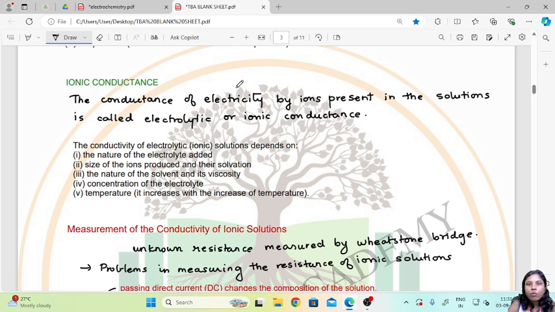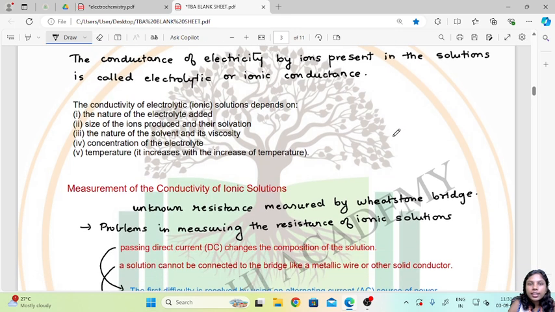Now to the same water, if you add some electrolyte, in that case what will happen? It will furnish ions in it, and therefore the conductivity of the water will increase. So this conductance of electricity by ions present in the solution is called electrolytic or ionic conductance. Now this again depends on five major factors.